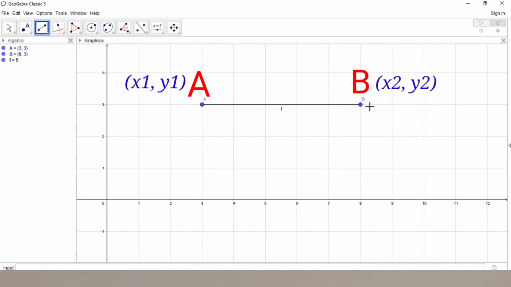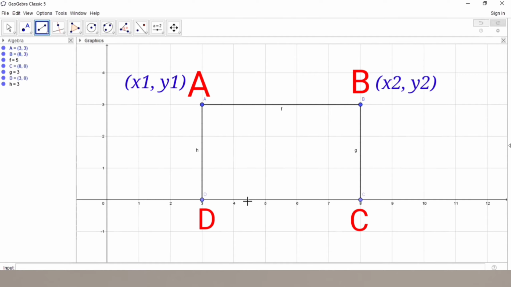Now here, if we draw a perpendicular from point B to the x-axis, let segment BC is perpendicular to x-axis. Similarly, if we draw a perpendicular from point A to the x-axis, let segment AD is perpendicular to x-axis. Now, as we have drawn segment BC perpendicular to x-axis, the x-coordinate of point C must be same as x-coordinate of point B. So we have assumed that x-coordinate of point B is x2. So the x-coordinate of point C is also x2.